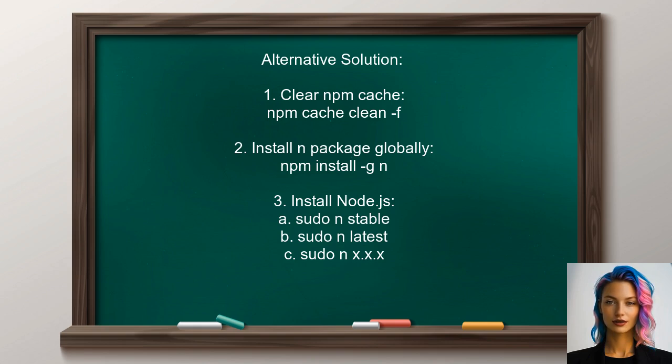Finally, you can install Node.js using one of 3 options. To get the stable version, use sudo n stable. For the latest version, use sudo n latest. Or for a specific version, use sudo n followed by the version number.